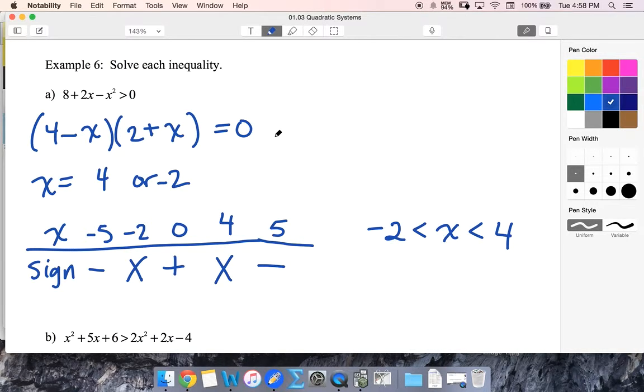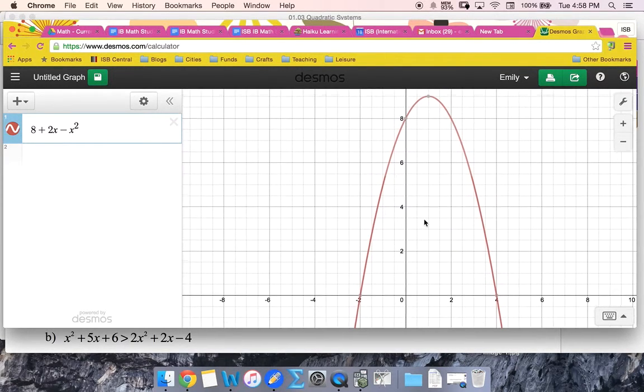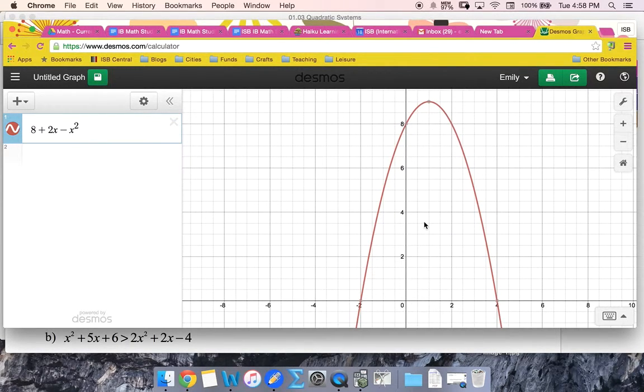Which goes back and supports seeing over here, where I've got positive values between negative 2 and 4. So good to check.